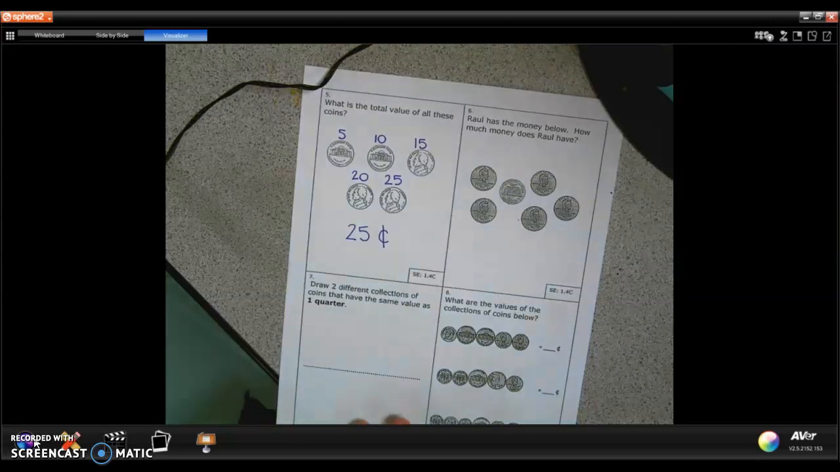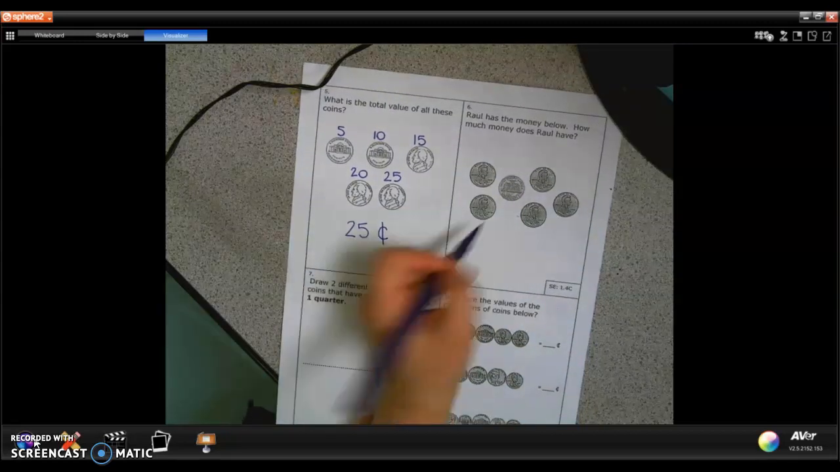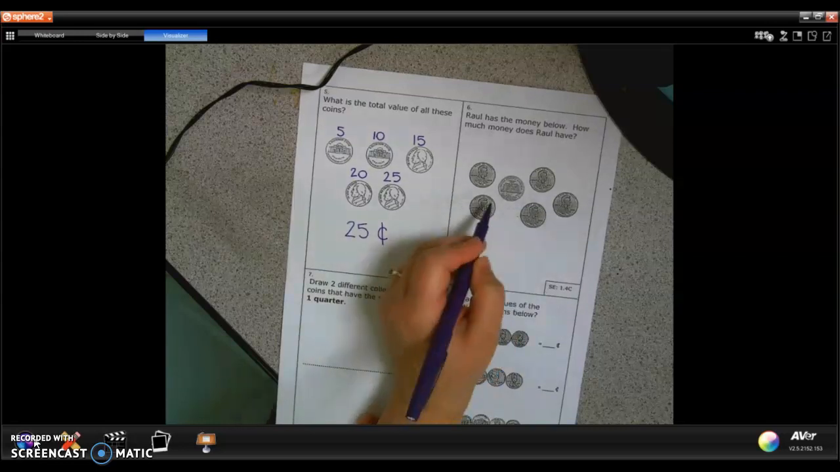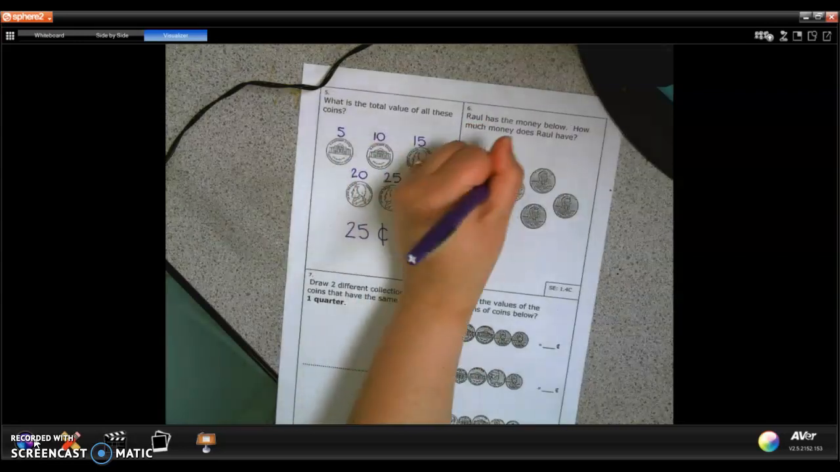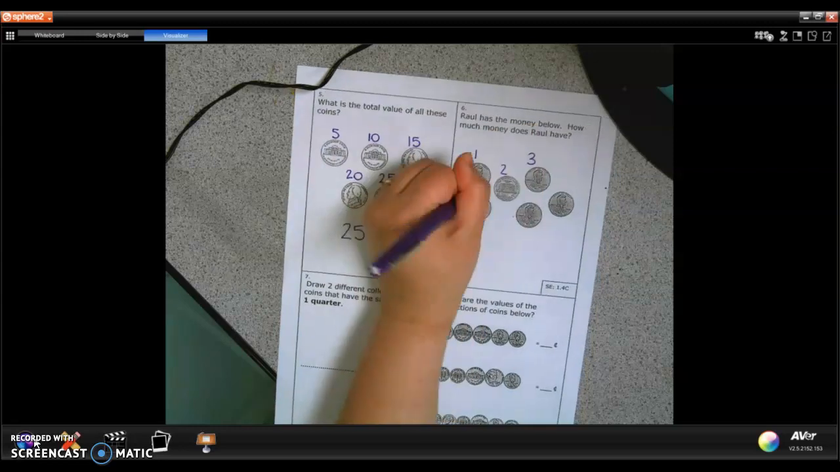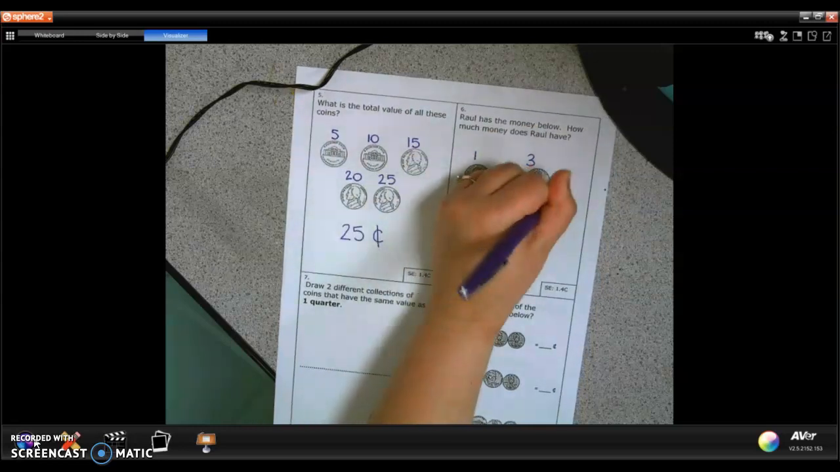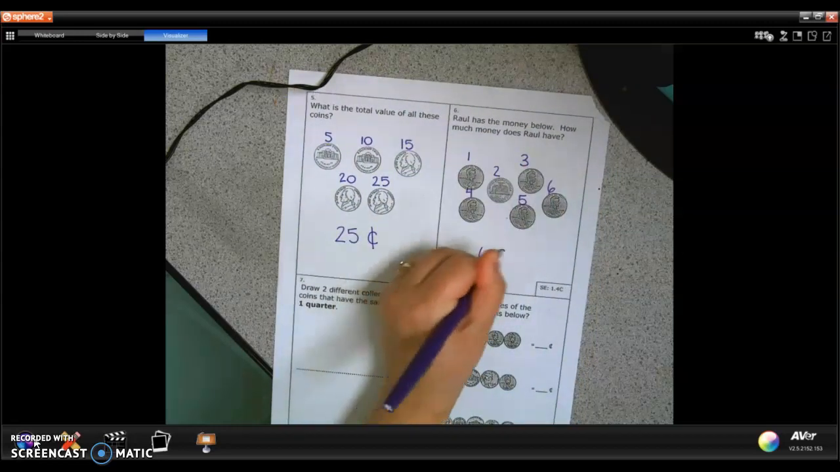Raul has money below. How much money does Raul have? So first I'm going to look. I see they're all pennies, so I'm going to be counting by ones. 1, 2, 3, 4, 5, 6. Raul has 6 cents.